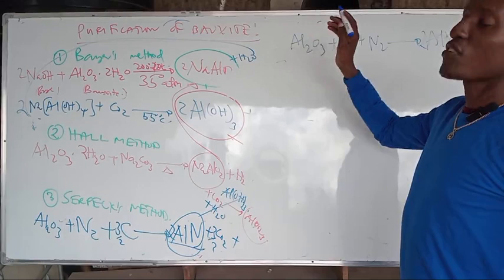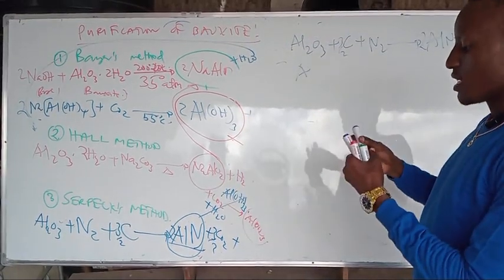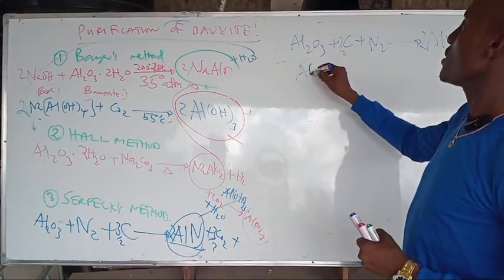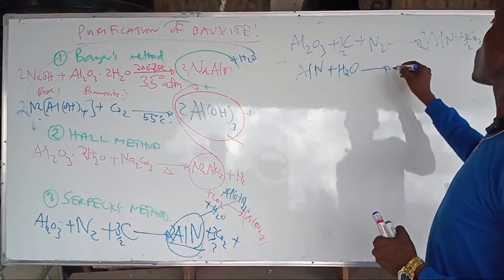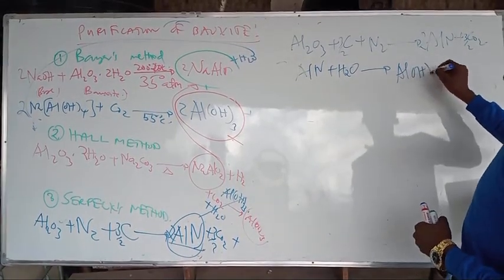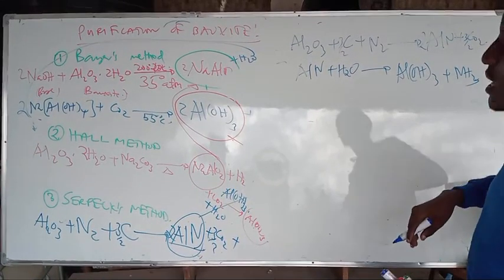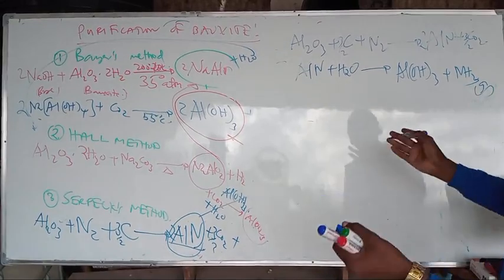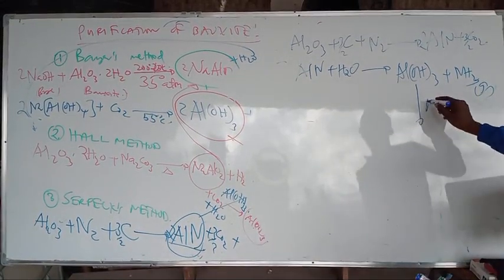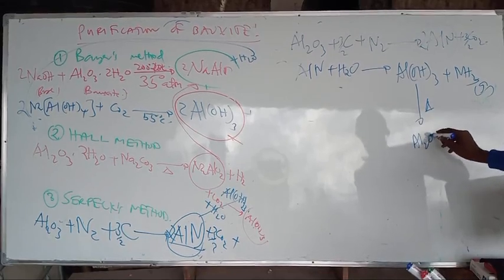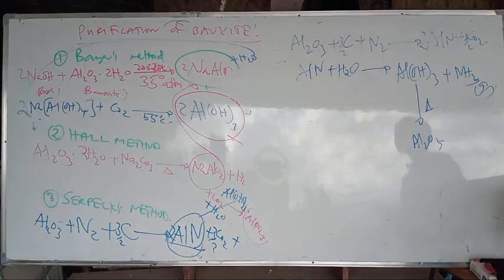Then the second step for the SAPEX is this aluminium nitride, added with water, hydrolyzed, then to form the aluminium hydroxide, but with the ammonia gas. That's what we speak about. This can be turned just by heating into aluminium oxide. That's what we speak about the SAPEX method. That's about the purification of the bauxite.